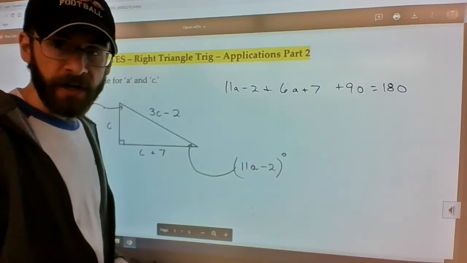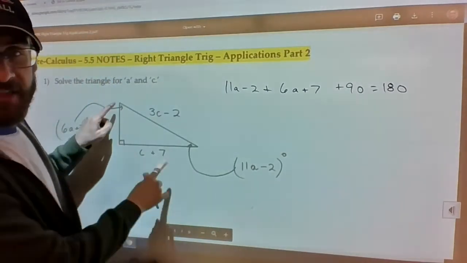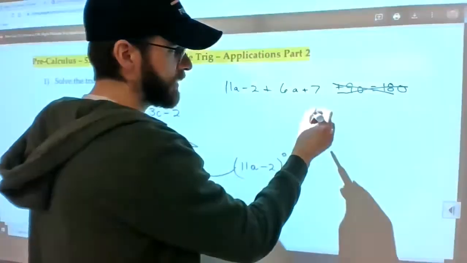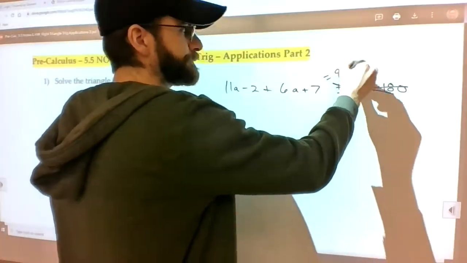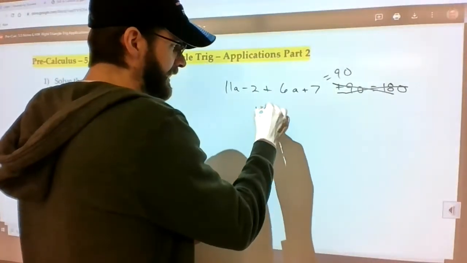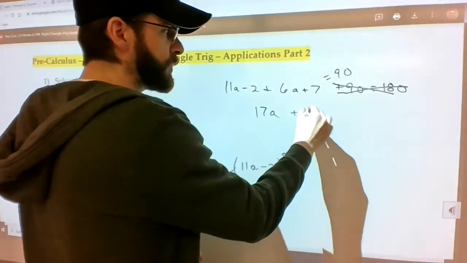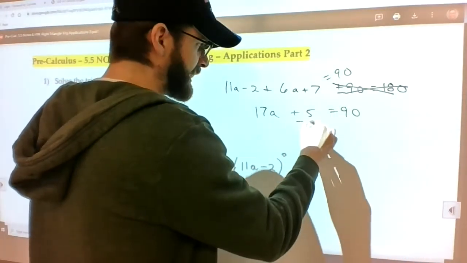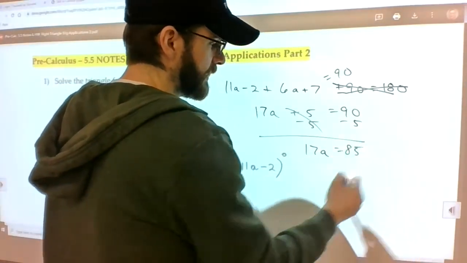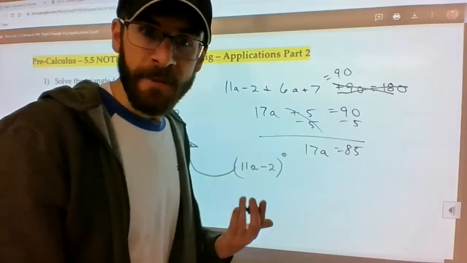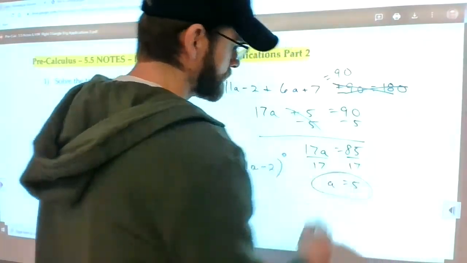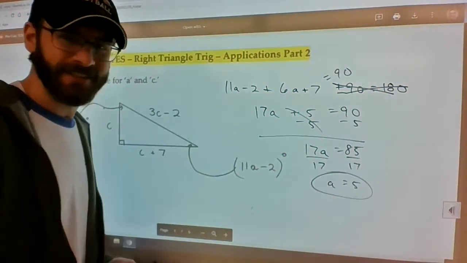Or if you want to do a shortcut, you could say because this is 90 degrees, these two added together have to add up to 90. So you could cross that out and set it equal to 90. So then 17a plus 5 equals 90 degrees. Solve it like a regular equation like you've been doing for years now. 17 goes into 85 evenly, 5 times exactly. Okay, there's the value of A.